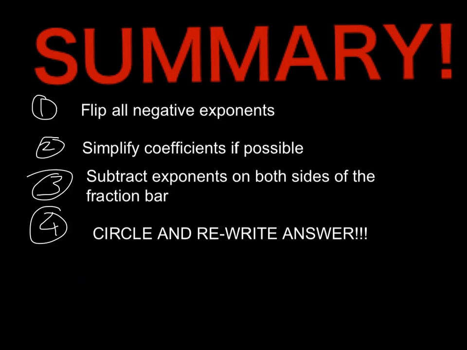Summary. Number 1, flip all negative exponents. Number 2, simplify coefficients if possible. Number 3, subtract exponents on both sides of the fraction bar. Number 4, make sure to circle and rewrite your answer at the end.